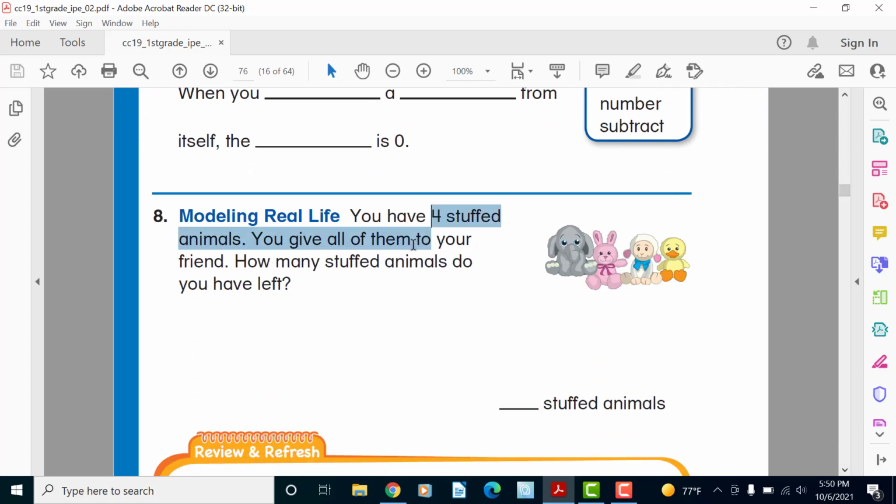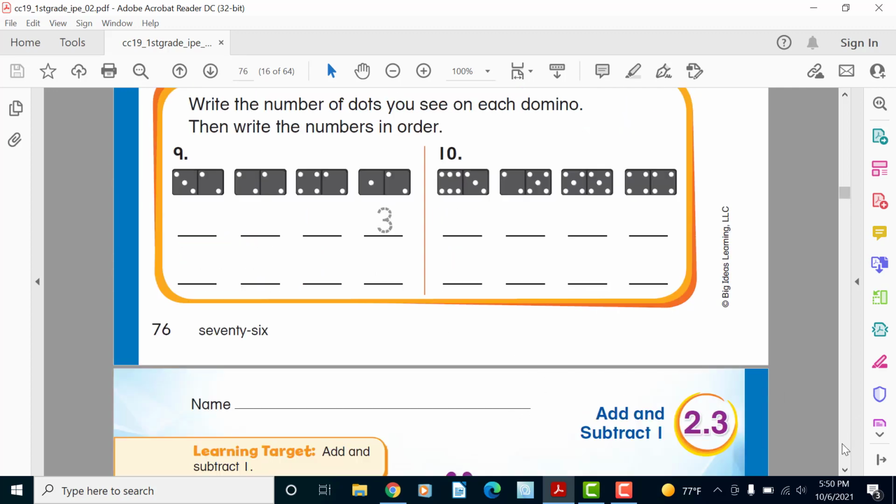You have 4 stuffed animals. Here are 4. You give all of them to your friends. How many do you have left? Write the number for that right there, and then our review right here.